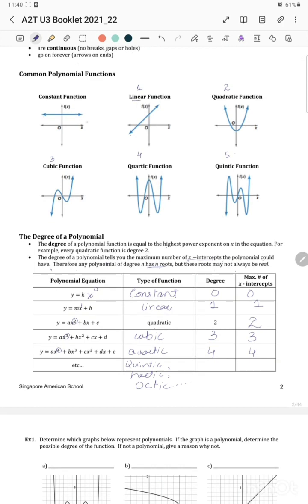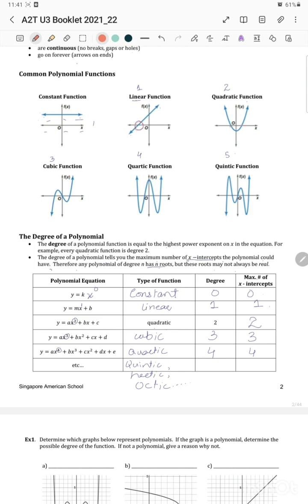So you can see that this is the graph of a constant function. So is it intersecting with the x-axis? No. There are no points at which it intersects with the x-axis. So the maximum number of x-intercepts is 0. It is a linear function. So a linear function is intersecting with the x-axis at only one point. A quadratic function is intersecting with the x-axis at 2 points.